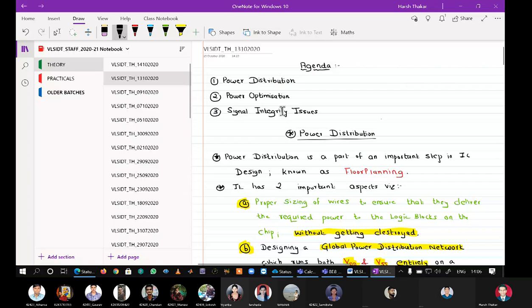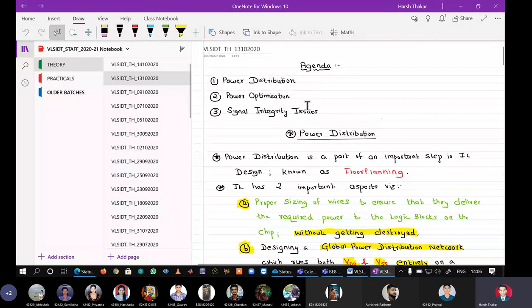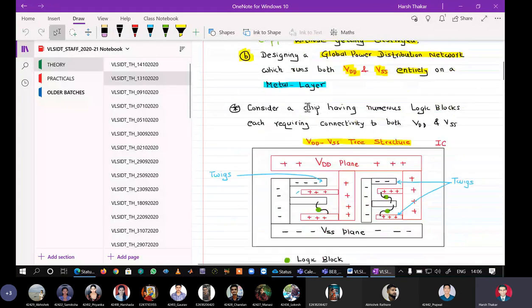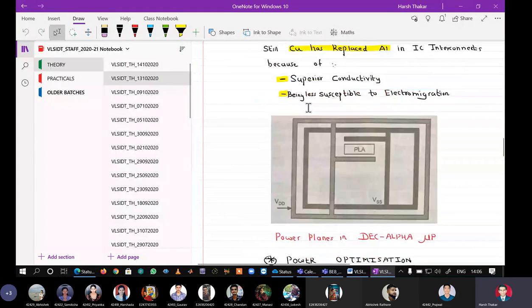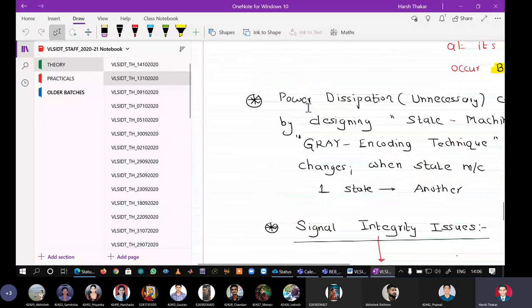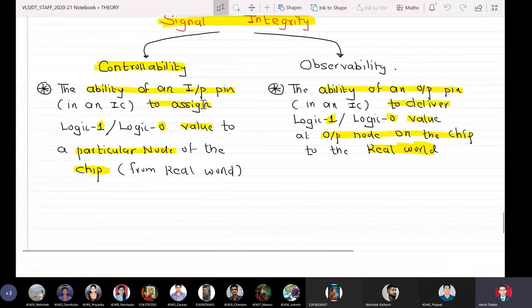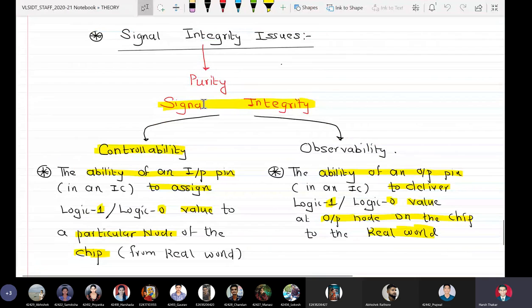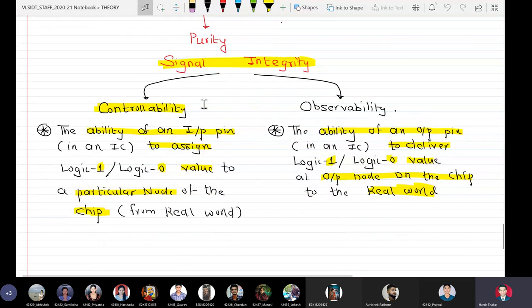Yesterday we discussed power distribution, power optimization, and signal integrity issues. We ended our session by defining two aspects of signal integrity, where we defined integrity as the purity of a signal. In this aspect we define two terms, controllability and observability. These two terms were defined in relationship to the ability of pins on an IC.